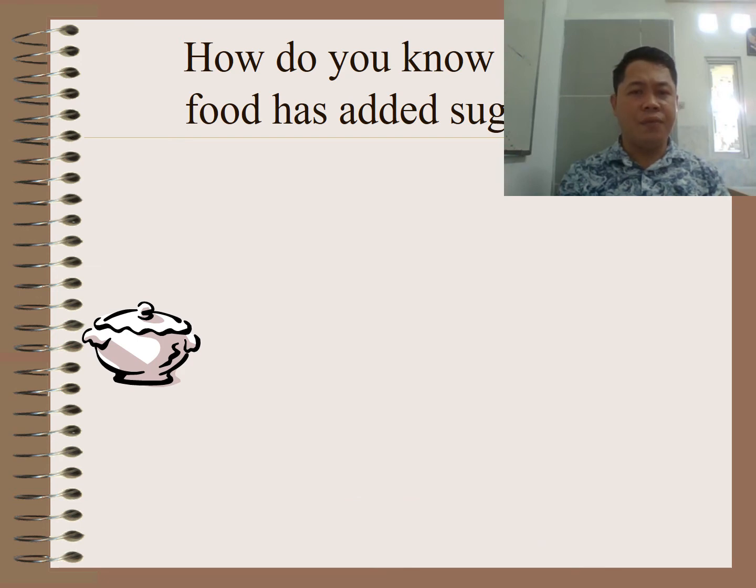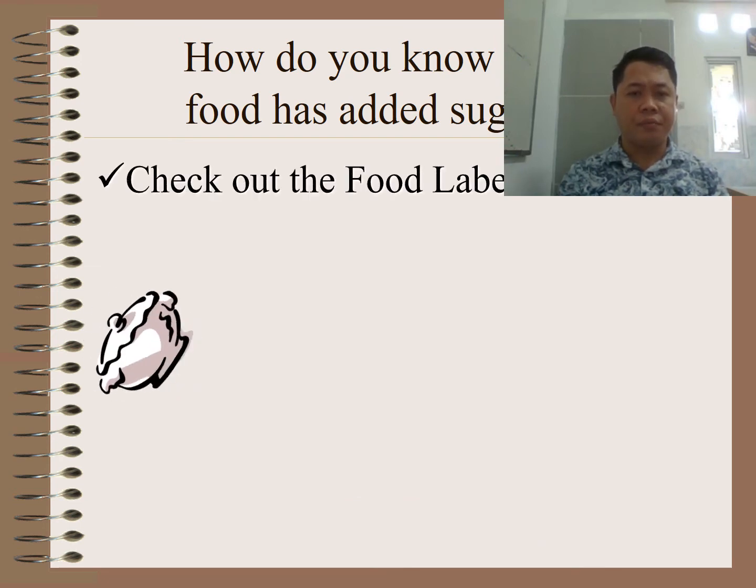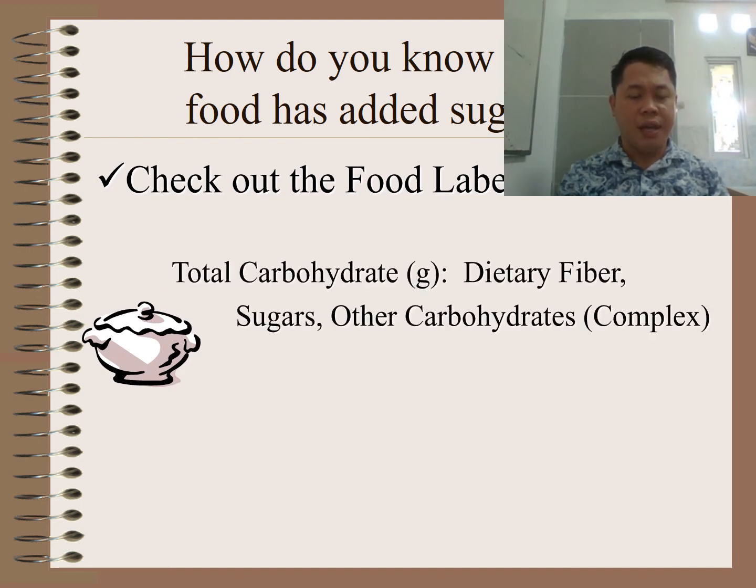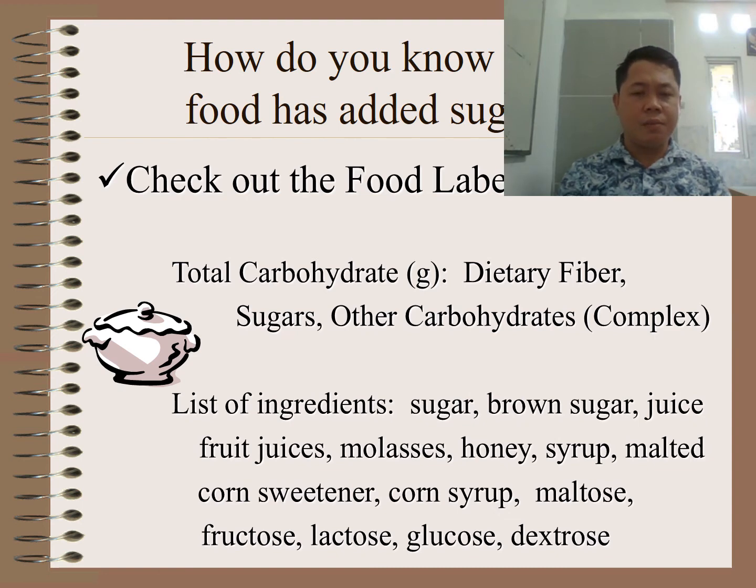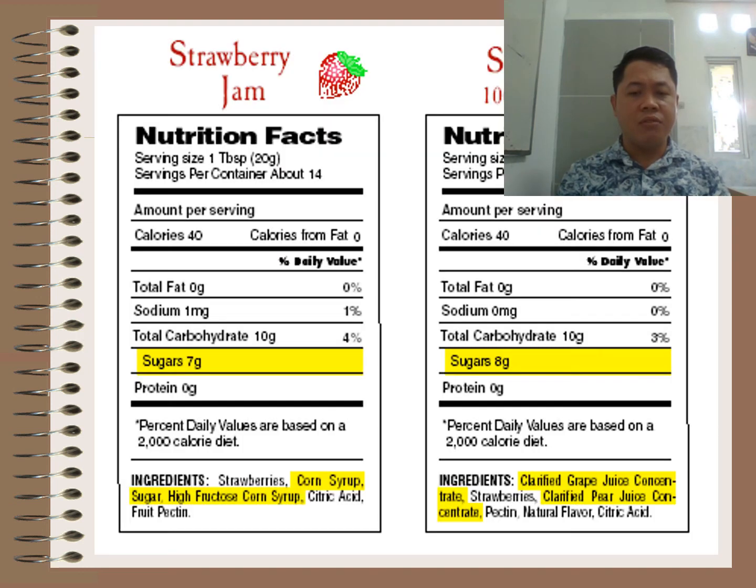How do you know if food has added sugar? Basically, you should be able to check the food label. For example, total carbohydrates or dietary fiber, sugar, and other carbohydrates. In the list of ingredients, sugar, brown sugar, juice, fruit juices, molasses, honey, syrup, malted corn sweetener, corn syrup, maltose, fructose, lactose, glucose, dextrose are common examples of added sugars, like what you see on our screen today.